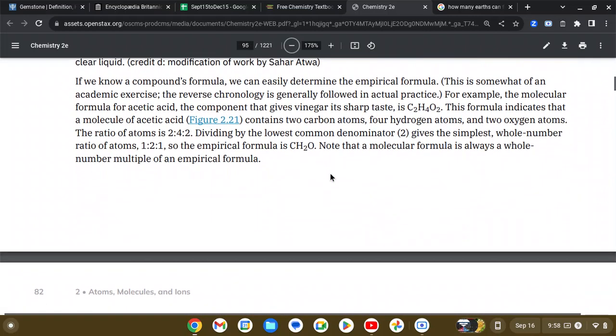If we know a compound's formula, we can easily determine the empirical formula. This is somewhat of an academic exercise. The reverse chronology is generally followed in practice.